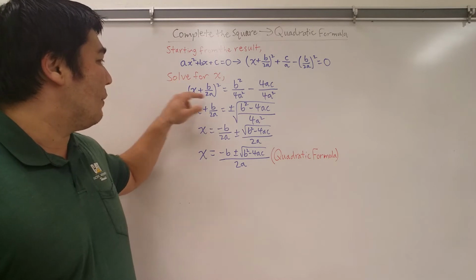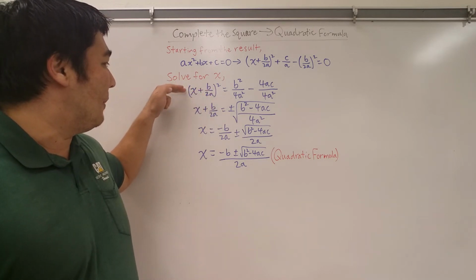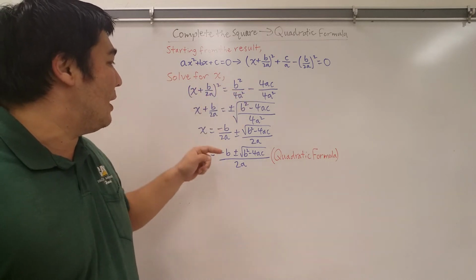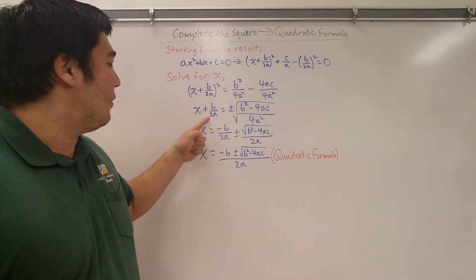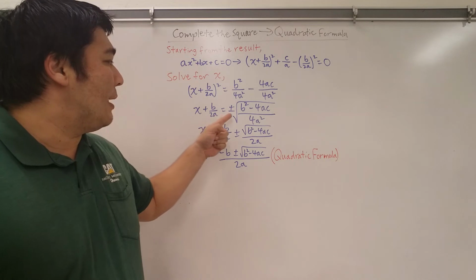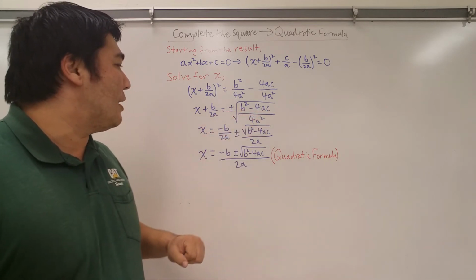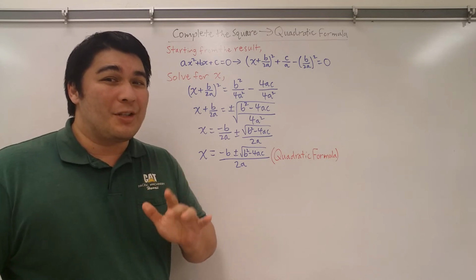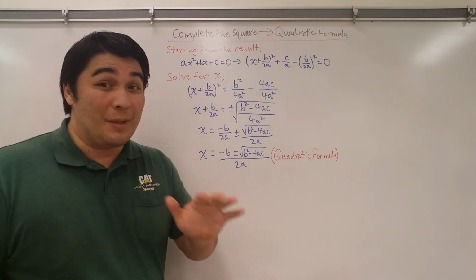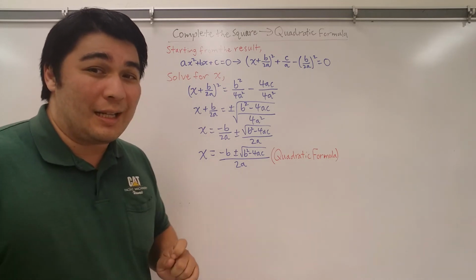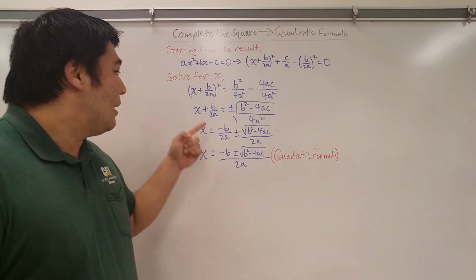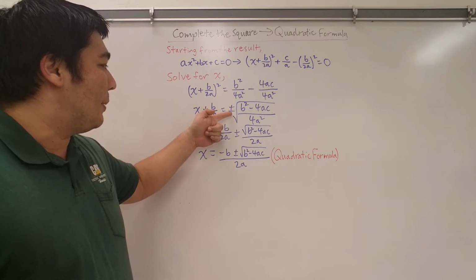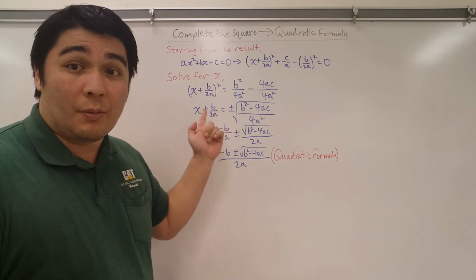From there, I square root everything because I'm still on my quest of solving for x. So I square root both sides of the equation. I get x plus b over 2a equals plus or minus the square root of b squared minus 4ac all over 4a squared. This is probably starting to look a little bit familiar at this point, which it should, and that's good if you're noticing that. And we understand where the plus or minus comes from, because I had to do a square root over here.